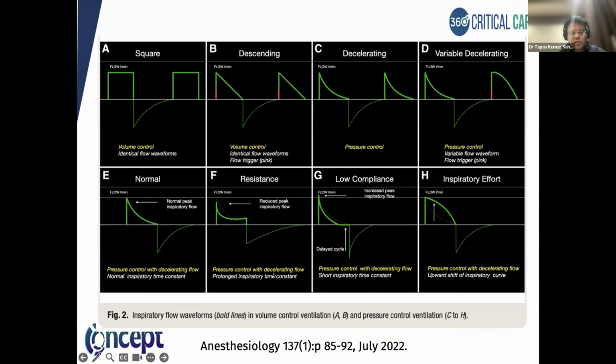Okay. Pressure control with decelerating flow, prolonged inspiratory time constant. Now, low compliance, you can see here the delayed cycling, short inspiratory time constant. Here prolonged, here short. Clear? One is a resistance problem, one is a compliance problem. Then the inspiratory effort. The patient is actually trying to take so much inspiration here. Upward shift of the inspiratory curve. Okay. It would look a little bit swollen.